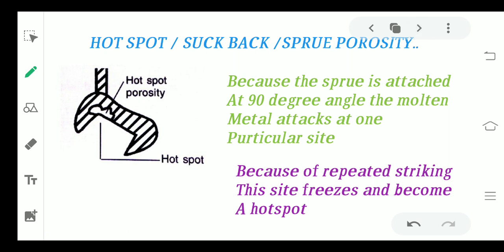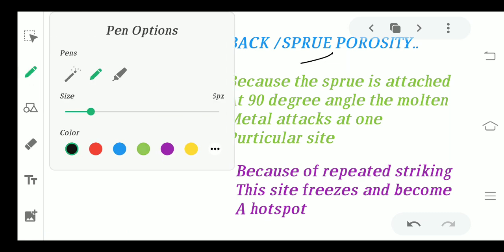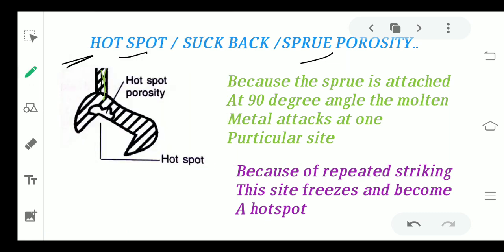Moving to another one, that is the suck back porosity, also said to be the sprue porosity or the hotspot porosity. Most commonly it is known as the hotspot porosity. Now what happens in this particular condition is that the molten metal comes from this particular area, and it directly comes and hits this particular site. Whenever something is very flowy and it flows, this is the path of flow. It comes from here and comes to this particular junction.